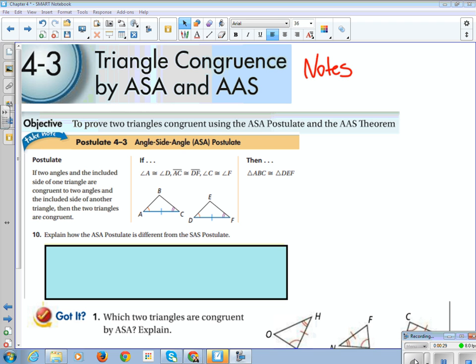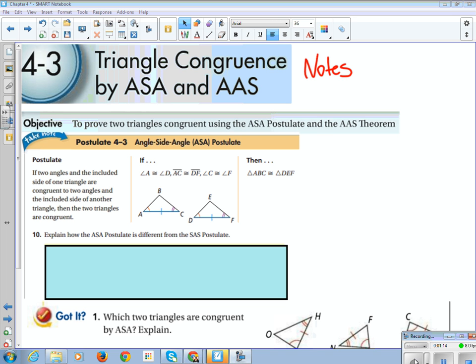All right, so the 4-3 postulate is the angle, side, angle postulate. If two angles and the included side of one triangle are congruent to two angles and the included side of another triangle, then we can say that the two triangles are congruent. Our other method is we show all three angles are congruent to the other three angles and all three sides are congruent to the other three sides. This is technically supposed to save us time and effort by just finding two angles and one side that's included in between the angles.